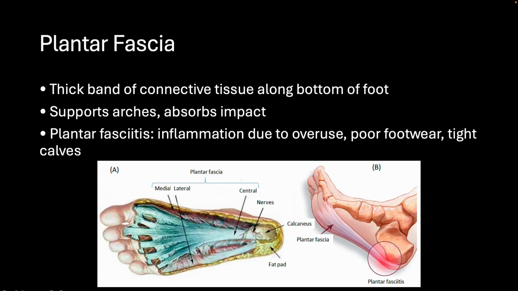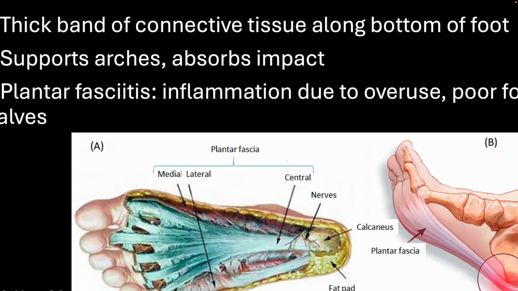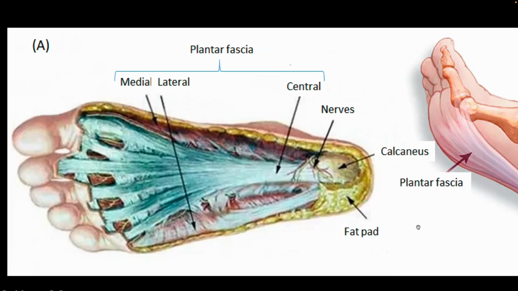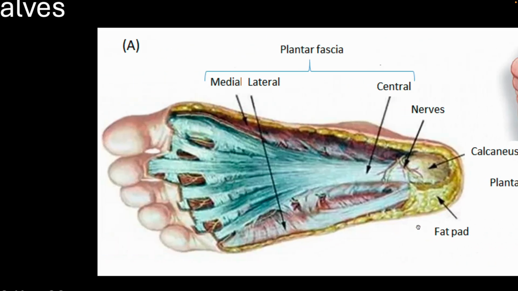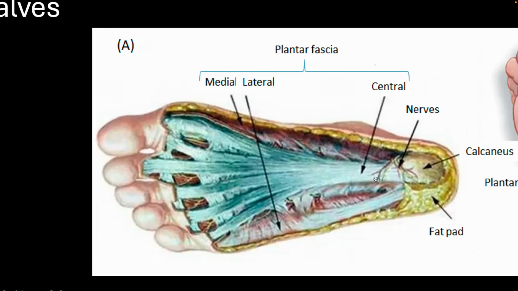So this is that thick connective tissue, a thick band of it that runs below the foot on the plantar side. It helps with supporting your arches. It absorbs the impact. It can become inflamed due to overuse, poor footwear, or tight calves. I thought this was a cool, more anatomical looking picture than just this cute animated guy. But it's just all this thick band.